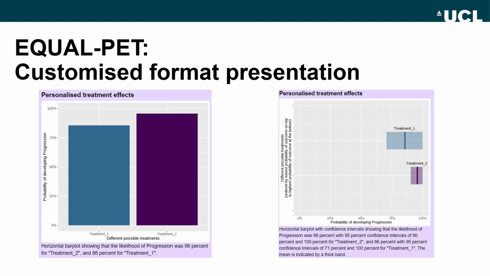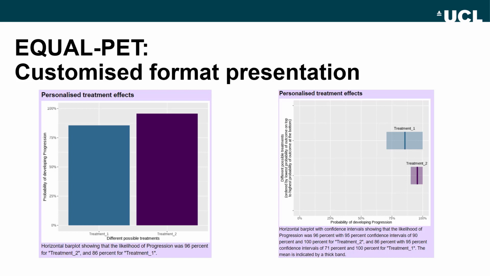The 95% confidence intervals can be an optional additional format once the patients and their loved ones have overcome the initial shock of the diagnosis to understand the comparative benefits and harms of treatments personalized to them. Equal Pet can be connected to data stored in the server. If connected to an appropriate source, personalized treatment effects can be obtained without the need to share the individual data.